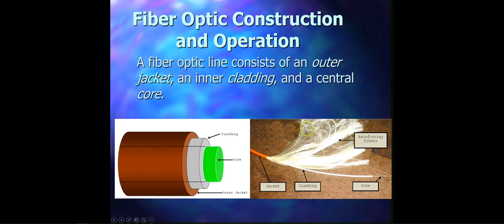Here the outer jacket protects the inner workings from contamination by moisture and dirt, and it is made up of tough but flexible plastic. When greater strength is needed, strands of reinforcing fibers may also be included inside the outer jacket. And next is the cladding.